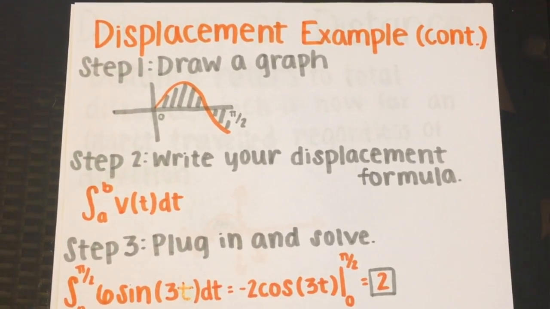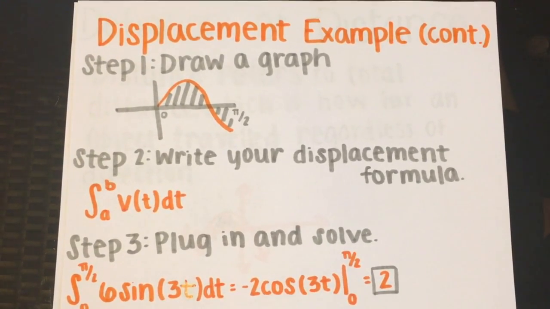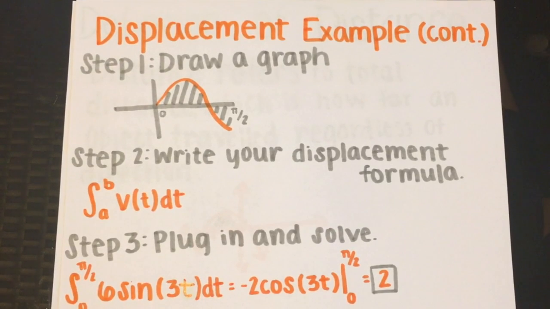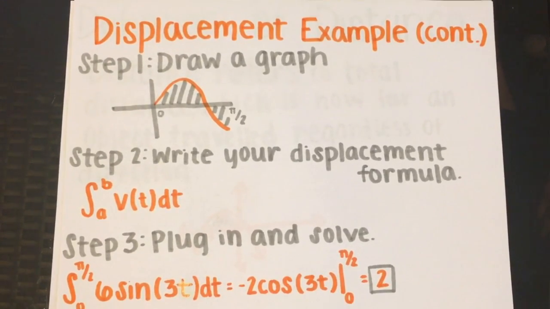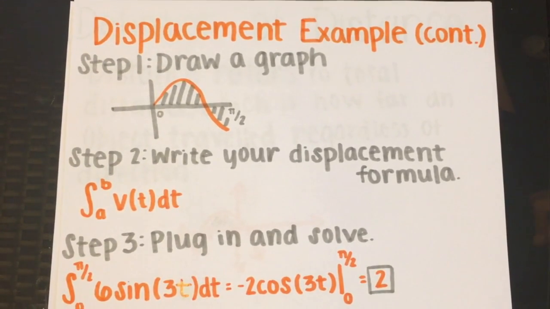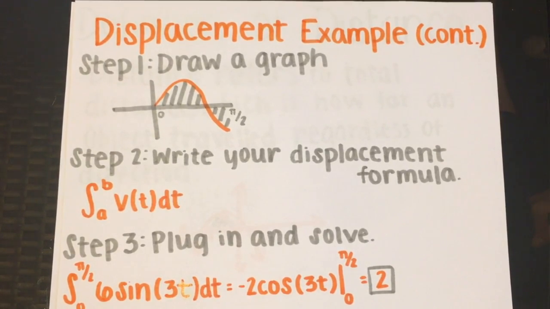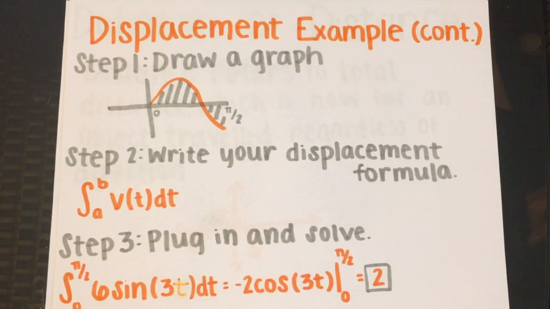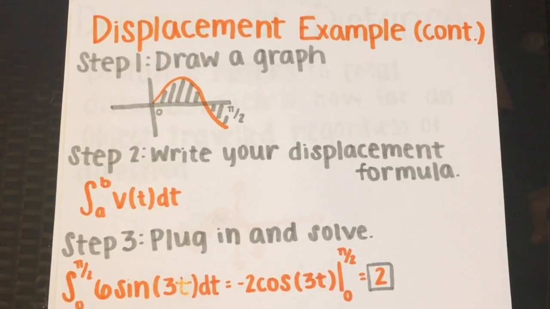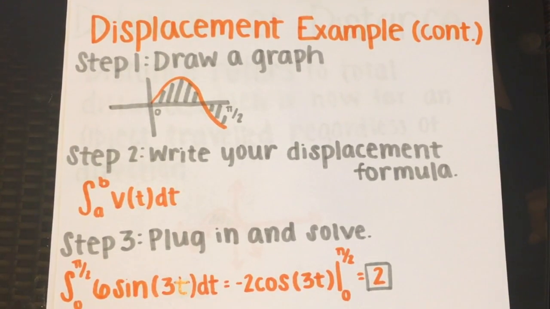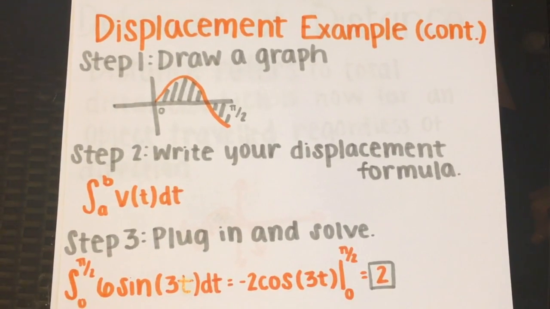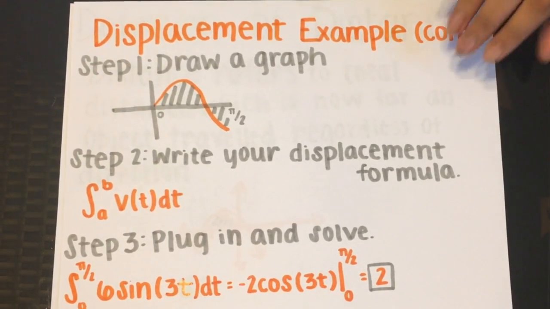Your second step is to write your displacement formula, which we gave to you previously: the integral from a to b of v of t dt. Your third step is to plug in what you have and solve. So you know your bounds are 0 and pi over 2, and you know that your velocity function is 6 sine of 3t. After you integrate, you get negative 2 cosine of 3t, and then you evaluate that at your bounds pi over 2 and 0 to get your final answer of 2.